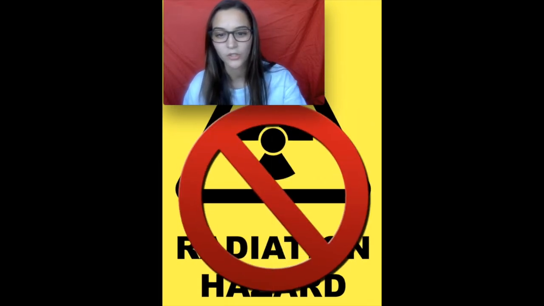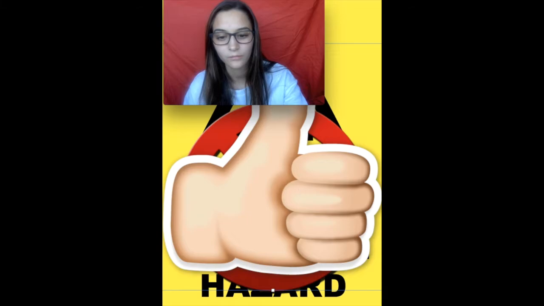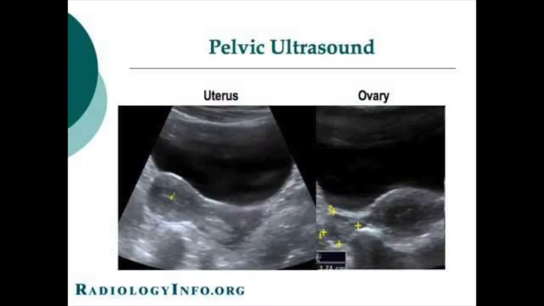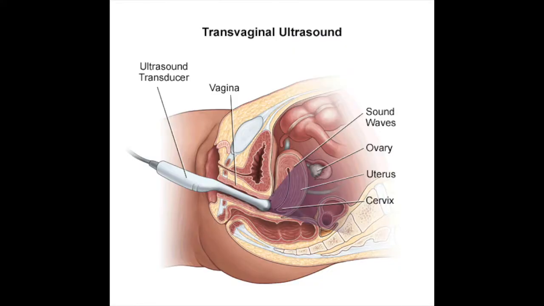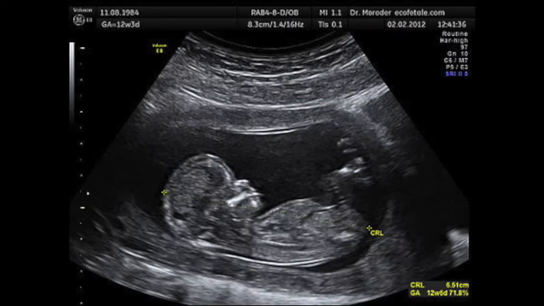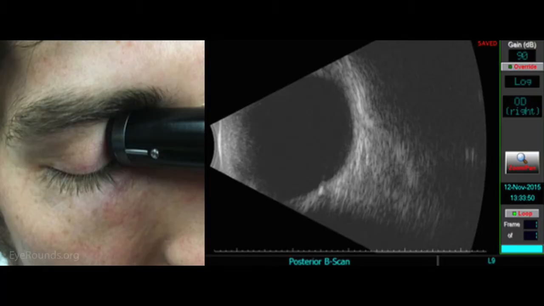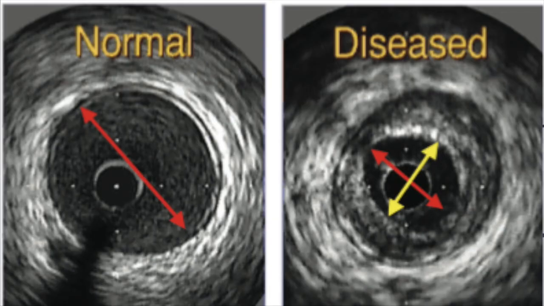Ultrasounds use safe, simple procedures that will not expose a patient to ionizing radiation. The ultrasound is known for being quite versatile for diagnosis and its different procedures, and some popular procedures used in ultrasound imaging are pelvic ultrasound, transabdominal ultrasound, transvaginal ultrasound, obstetric ultrasound imaging, biopsies, ophthalmology, and cardiovascular ultrasound.